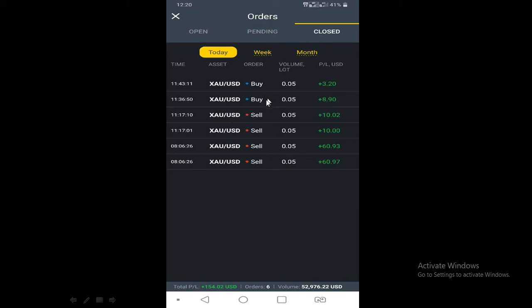Then these other trades were traded the same day. So this person made $154 in a single day. Do you know how much $154 is? Just $100 now is about 60,000 naira. So this person made about 90-something thousand naira in a single day.